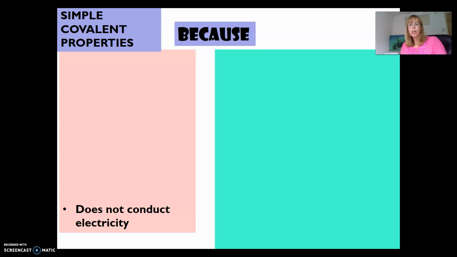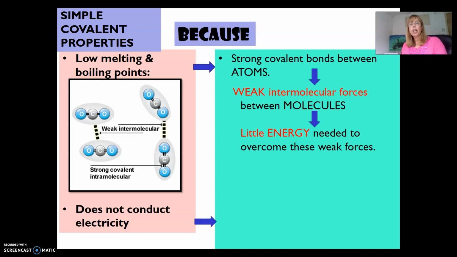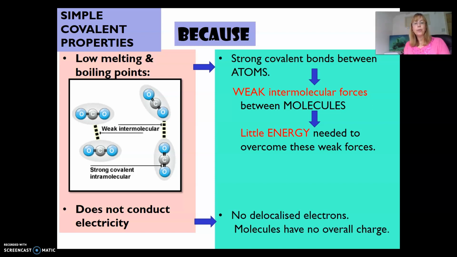So the last point I want to make here is that covalent substances do not conduct electricity. And the reason for that is because there's no electrons that can move around, or there's no charges like there is for the ionic substances. So because we know that electricity is the flow of current, the flow of electrons, if there's no delocalized electrons, we're not going to have any electricity.